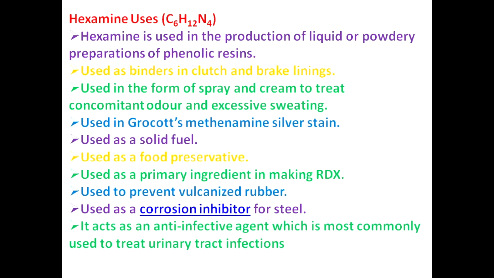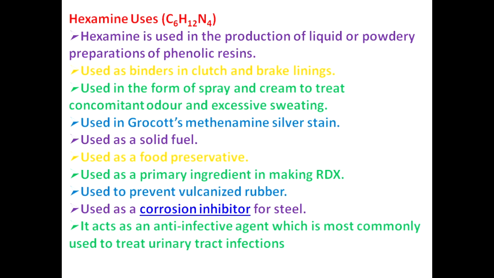It is used as Grocott's methenamine silver stain, a color indicator silver stain. It is also used as a solid fuel. Hexamine is also used as a food preservative. Furthermore, hexamine is a primary ingredient in making RDX, which is a highly explosive substance. It is also used in vulcanized rubber.